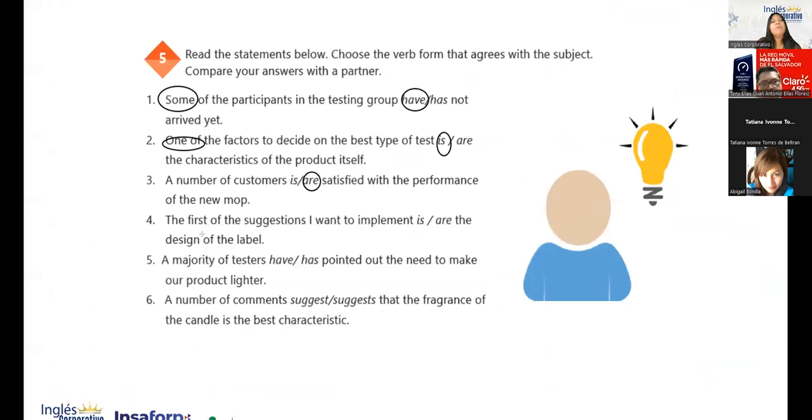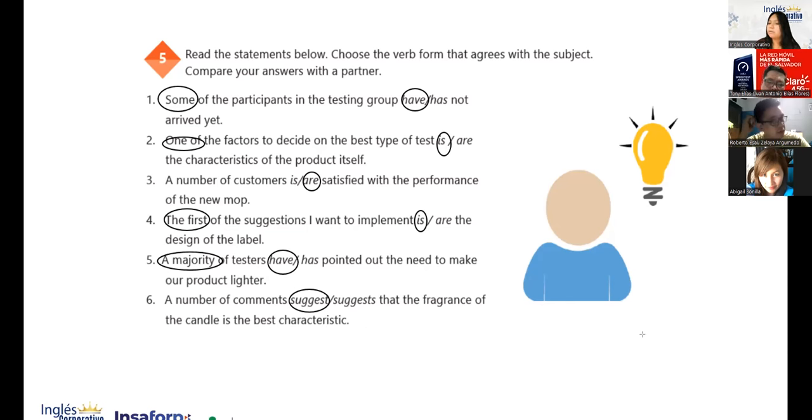Okay. Number four. The first of the suggestions is. Very good. Yes, because this one is the first. Singular. Okay. A majority of testers have, because a majority, right? The exception. Have. And number six. A number of comments, exception, suggest that the fragrance of the candle is the best characteristic.